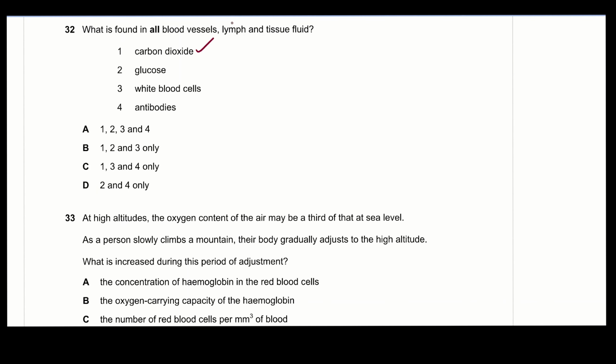Found in all blood vessels, lymph, and tissue fluid. 1. Carbon dioxide, this is correct. It's a waste material found in all 4. 2. Glucose, this is correct. It's required for respiration. 3. White blood cells, this is correct. Same with antibodies. So the answer is going to be A. And by the way, lymph has a very similar composition to tissue fluid.